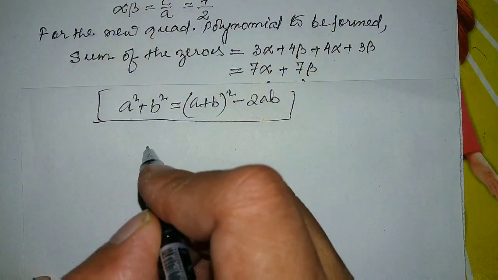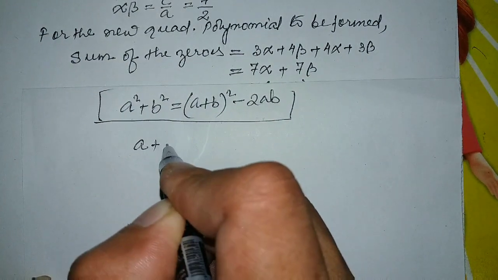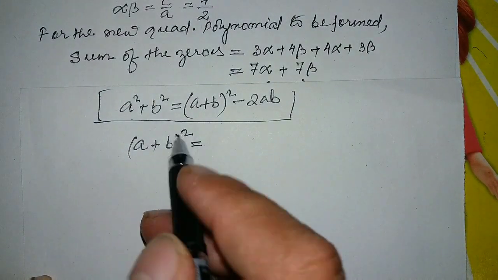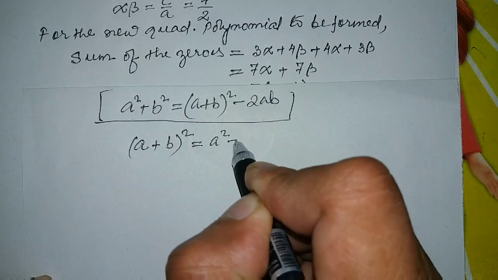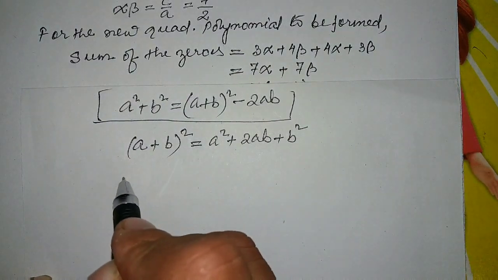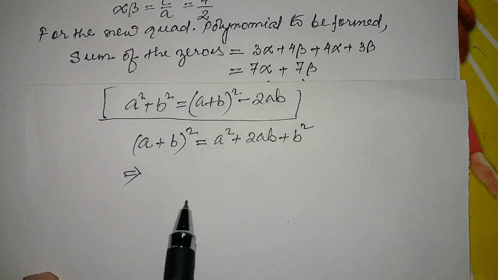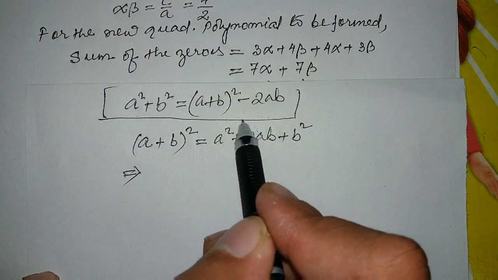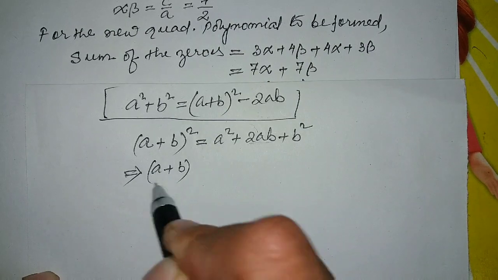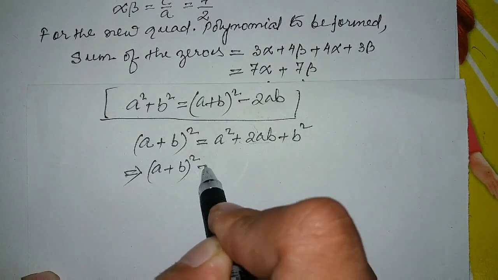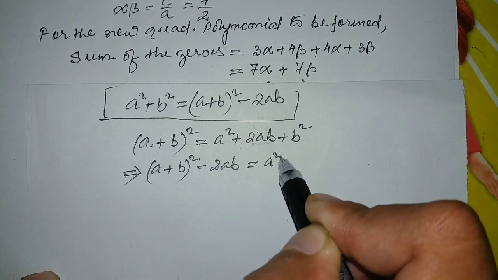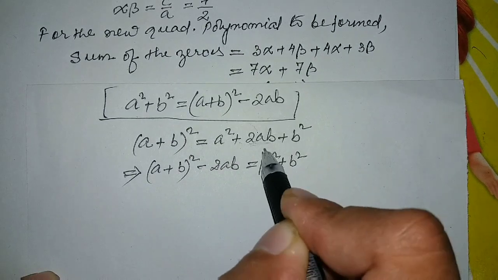It's a very simple one. So the formula that you have been using is (a plus b) whole square is equal to a square plus twice ab plus b square. Now what we're going to do here is transpose the twice ab to the left-hand side. So plus becomes minus, and we get twice ab is equal to a square plus b square. So this is our formula.